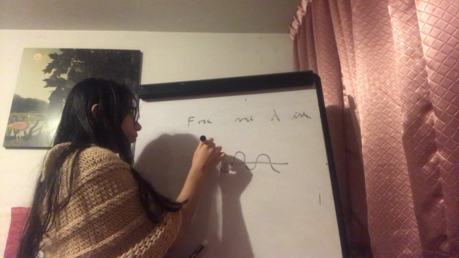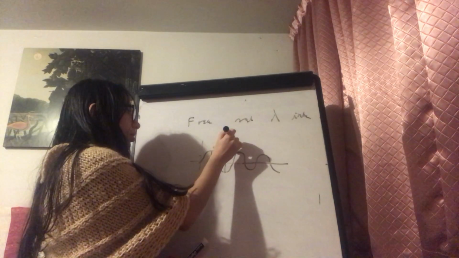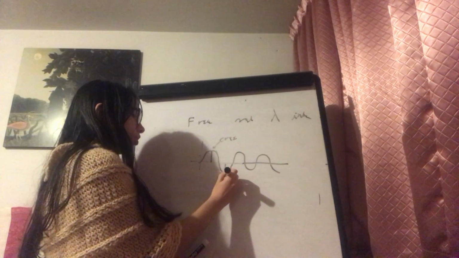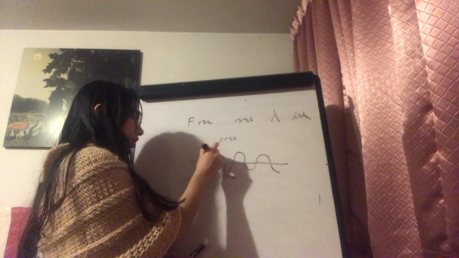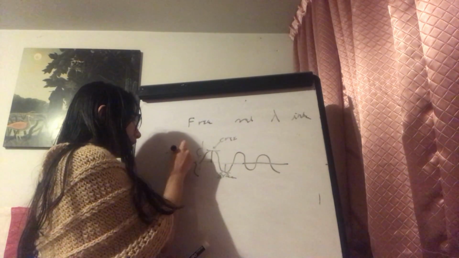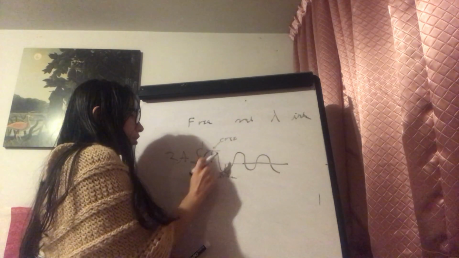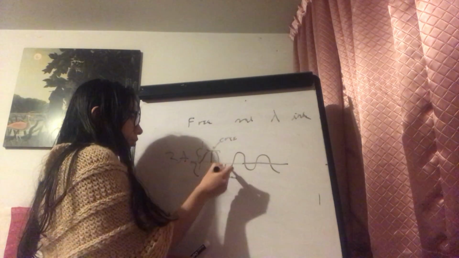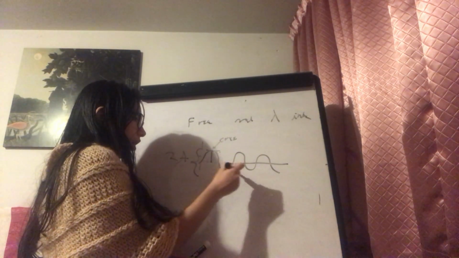These are called the crests, and this is the trough. From one crest to a trough in the vertical direction, it would be twice the amplitude. And so the height of one crest or the depth of one trough is the amplitude.